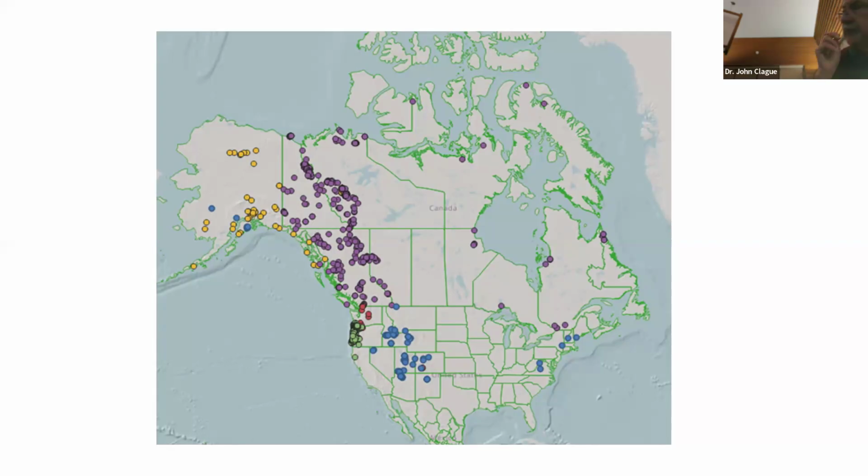This is a compilation done by a colleague of mine showing where large landslide dam lakes have formed: not only in British Columbia, the purple ones, but also in the western US, the blue ones, and in Alaska, the orange ones. You can see they're scattered around, and most of them occur in a very rugged coastal mountain belt, where you can get landslides large enough to impact streams.